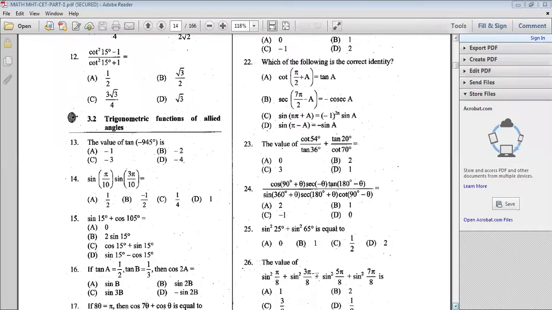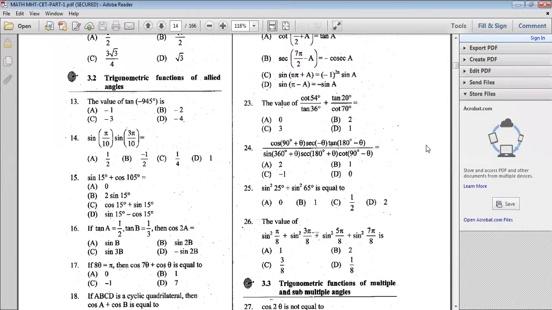Yes, sure. Look at problem number 24. Cos of 90 degrees plus theta into secant of minus theta into tan of 180 degrees minus theta upon sin of 360 plus theta into secant of 180 degrees plus theta into cot of 90 degrees minus theta.